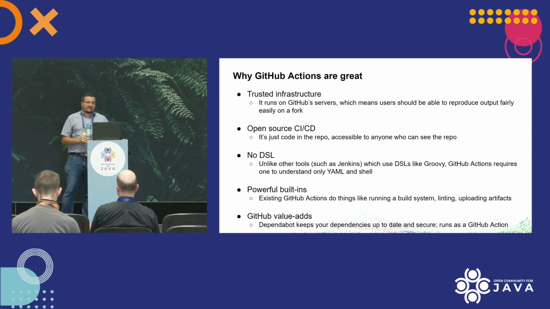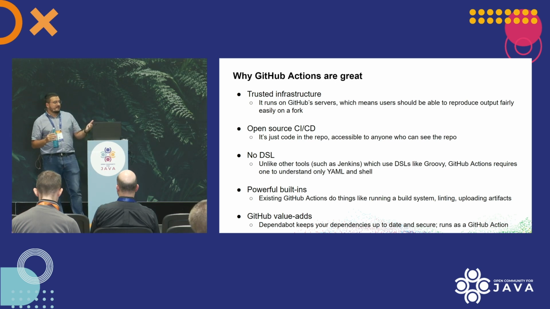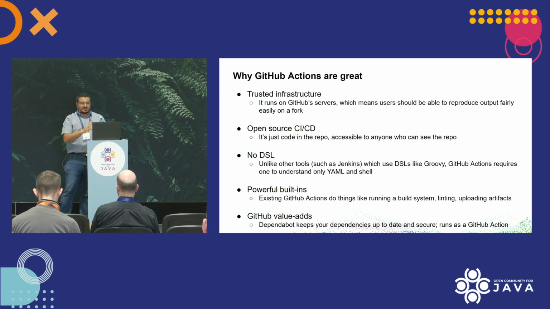And the other great thing is, of course, because it runs on GitHub servers, if you fork it, you should be able to reproduce the output fairly easily. It also makes your CI/CD steps open source, and I think that's great. It's not just code in the repo, right? The CI is simply code in the same repository, so it's accessible to anyone that can see the repo. This makes your setup for doing CI/CD completely discoverable.